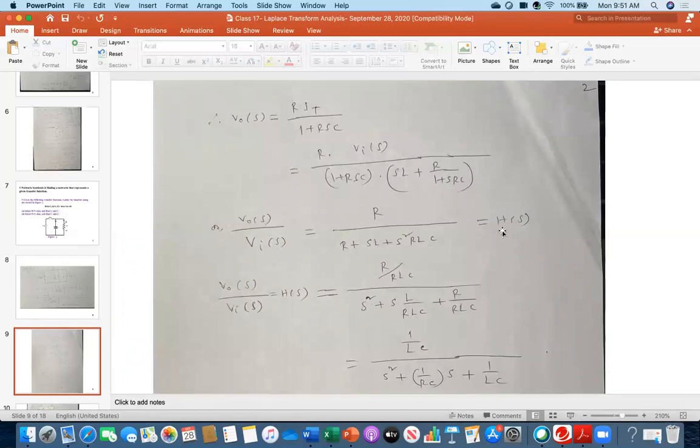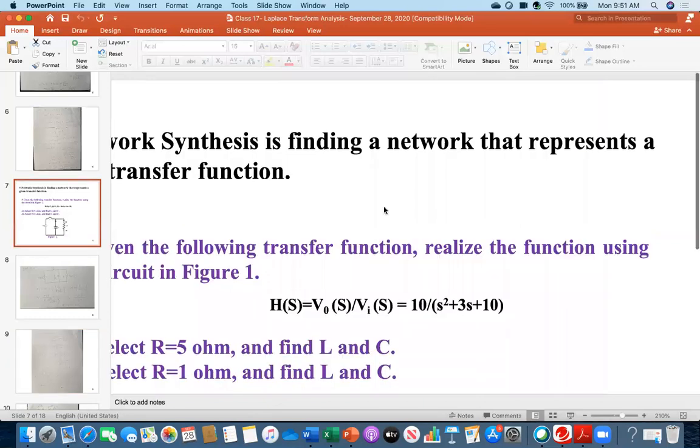So now everybody see, I got H(S) in this format, where the numerator is R, and in the denominator, R plus SL plus S squared RLC. Now everybody see, here with the S squared in the denominator, something is multiplied, which is RLC. So this term is fine: L is multiplied with S. This is a constant. I am just making a similarity with this one.